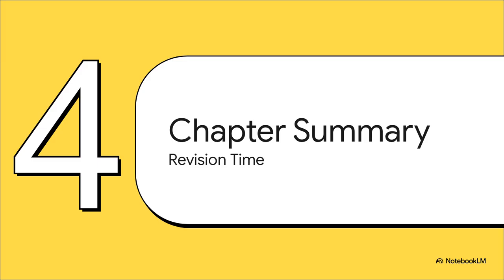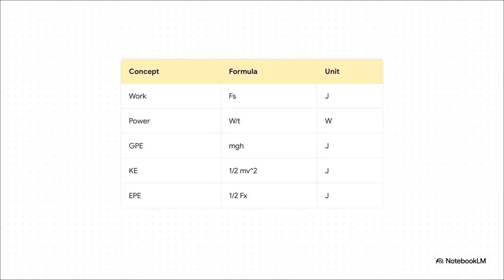Time to consolidate everything for your exams. Here is your ultimate revision cheat sheet. Seriously, you might want to take a screenshot of this. Notice how logically it's all laid out. You've got work, W equals Fs, measured in joules. You've got power, P equals W over t, measured in watts. And then look at our three energies. Gravitational potential energy is mgh, kinetic energy is 1/2 mv squared, and elastic potential energy is 1/2 Fx. The absolute biggest takeaway here: every single type of energy, just like work, shares the exact same SI unit, the joule. Memorize this table, and you are going to easily secure those calculation marks.